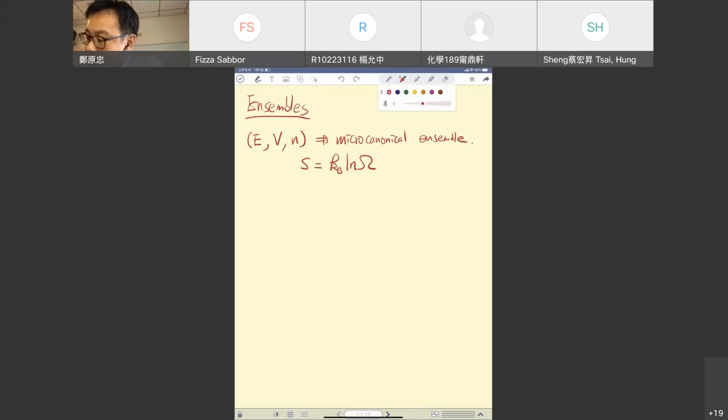So this omega here is the number of microstates in this ensemble that satisfies the same energy, the same volume, and the same number of particles. And in this case, thermodynamics tells us that dS equals 1 over T times dE plus P divided by T times dV minus mu over T times dN. This is not from statistical mechanics, this is from thermodynamics, from the fundamental equations of thermodynamics.